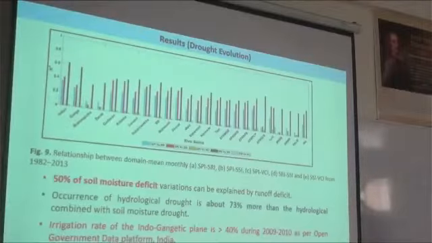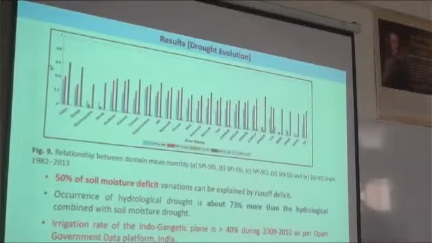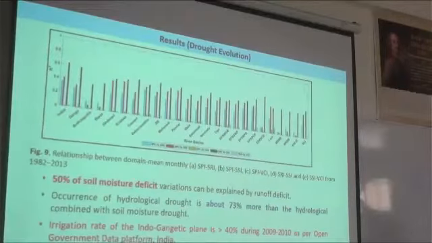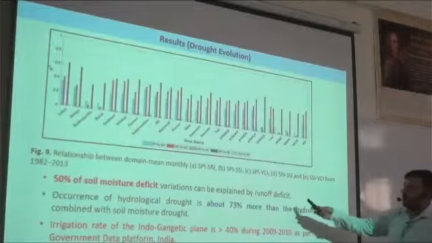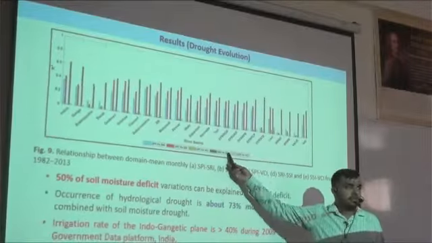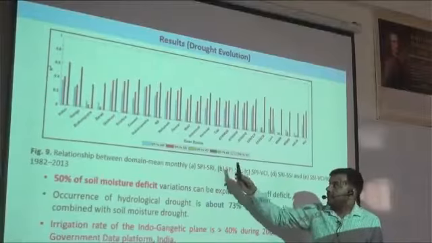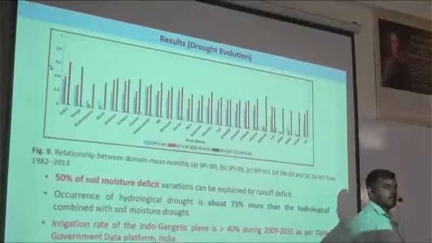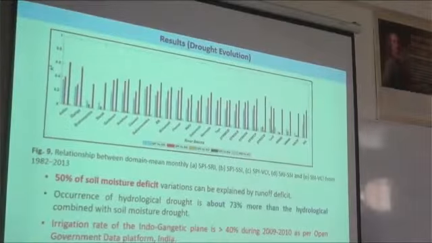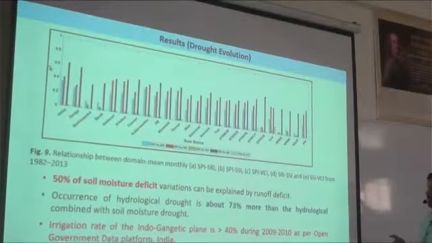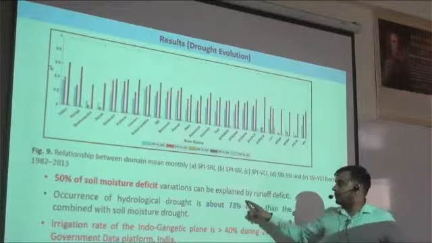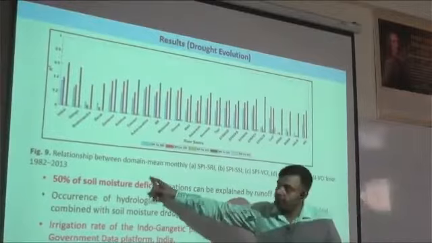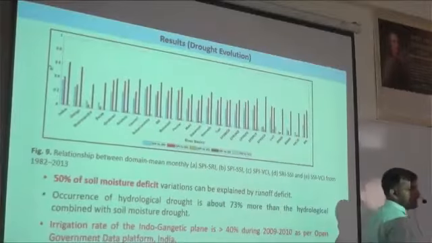Out of 5 colors, which color is having the highest value every single time for all the river basins? SRI versus SSI. This one black color, that is runoff versus soil moisture. So this suggests that runoff is also related with soil moisture. So 50% of soil moisture deficit can be explained by the runoff deficit. If we have runoff deficit, we also have soil moisture deficit. So this is the relation.